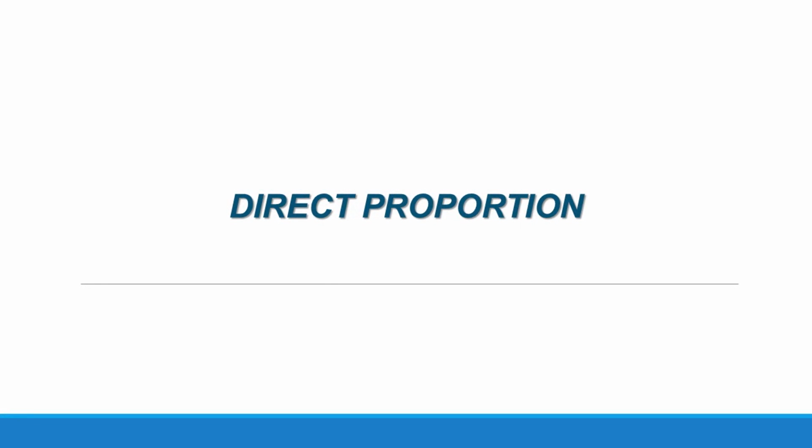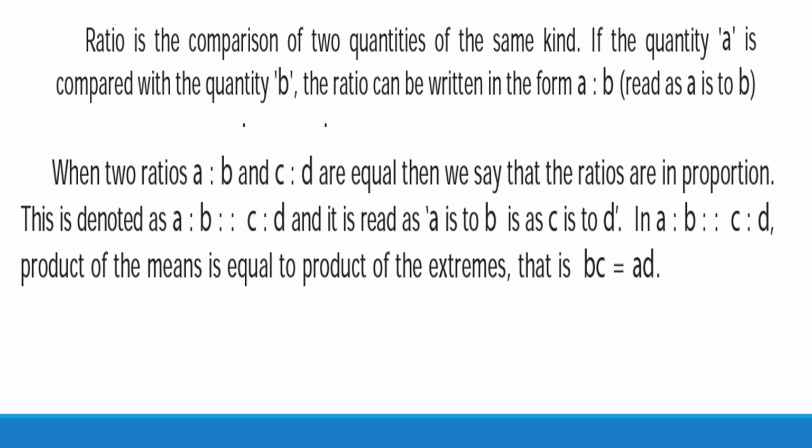Good morning students. Today I am going to take a new chapter, direct proportion. Before that, we should know about ratio. Already you know that, but we recall now. Ratio is the comparison of two quantities of the same kind. If one quantity is A and it is compared with B, we can write it as A is to B.